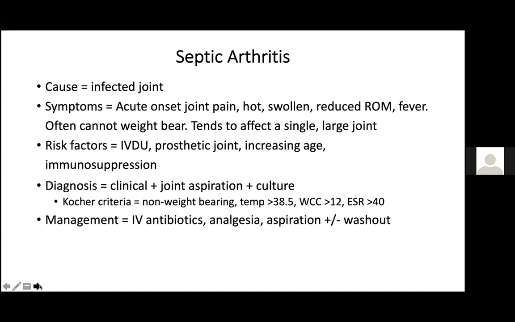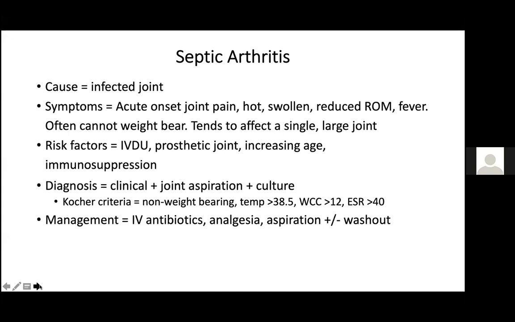Diagnosis is normally clinical. Some units tend to use scoring criteria. The Kocher criteria is quite a common one. It uses things such as non-weight bearing, temperature, white cell count, things like that. And if you score 0, it essentially means that you are unlikely to have a septic arthritis.